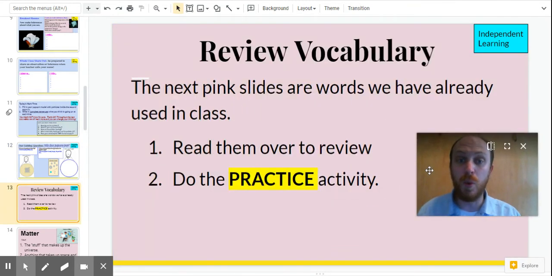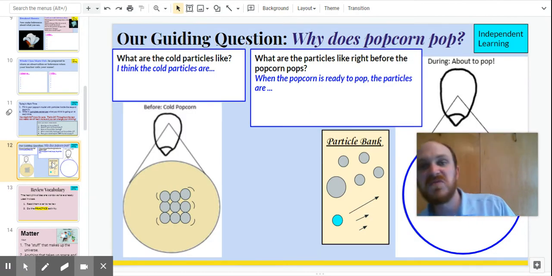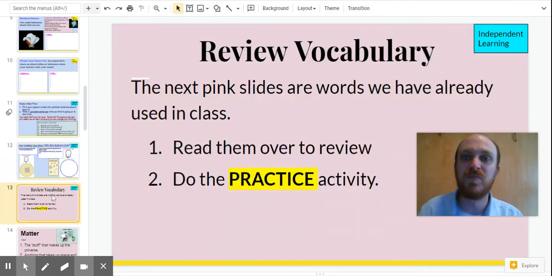Here. So we have some vocabulary work as the rest of it, because I don't think this will take you 20 minutes or so, and we want some more. So this unit, there's so much important vocabulary that we need to practice. So the next pink slides are words we've already used in class. Read them over and then do the practice, and I'll show you what that means.